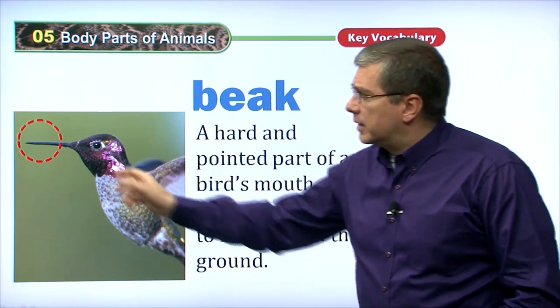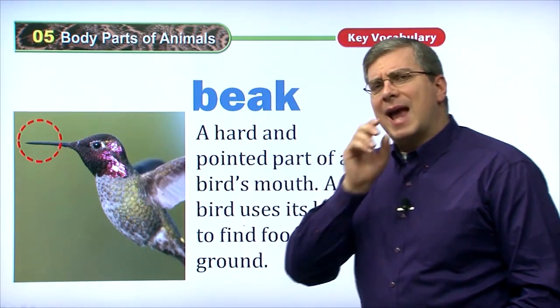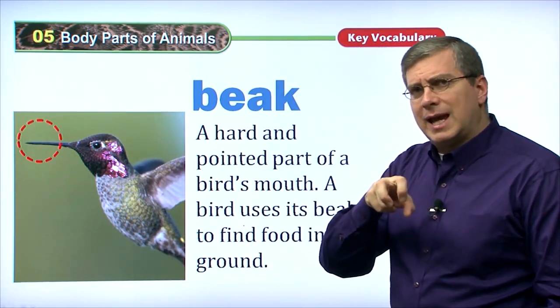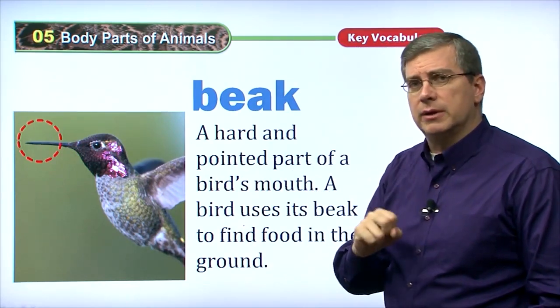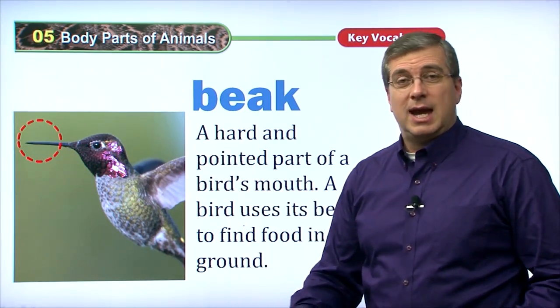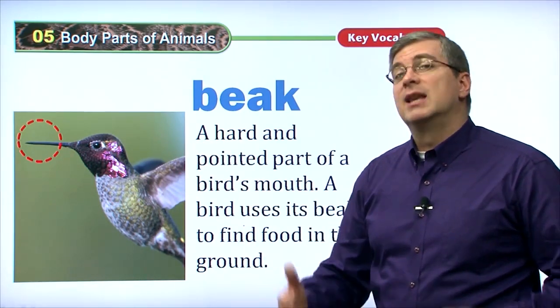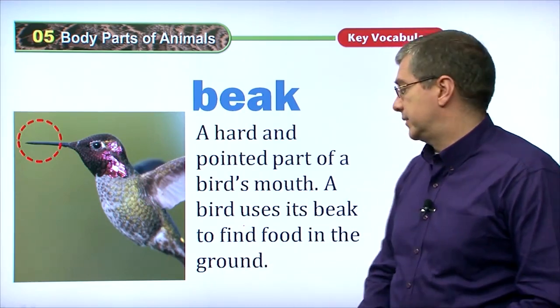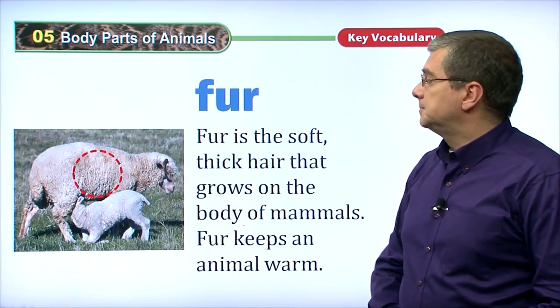Now, the owl doesn't have a really long beak, but the owl has a sharp beak for being able to catch like mice or small animals on the ground. Okay, so different birds have different sizes and different shapes to their beaks. They use them for many different things. Okay, so let's move on.